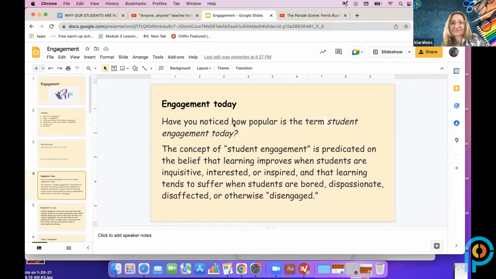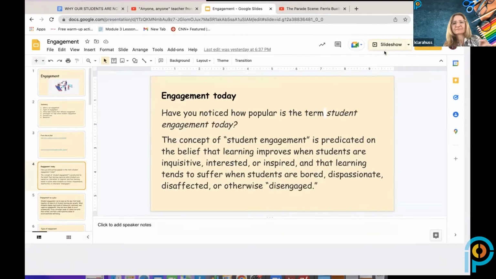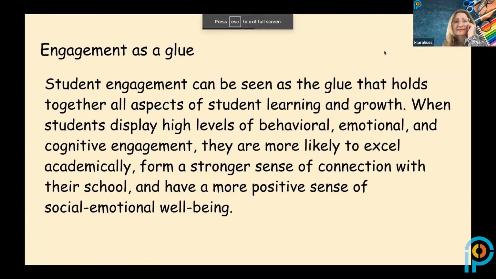Now I have here one chart, so I just read it very briefly, and I put it in a slideshow. This is a concept of engagement. Engagement can be seen as the glue that holds together all aspects of student learning and growth. When students display high levels of behavioral, emotional, and cognitive engagement, they are more likely to excel academically, form a stronger sense of connection with their school, and have a more positive sense of social and emotional well-being.